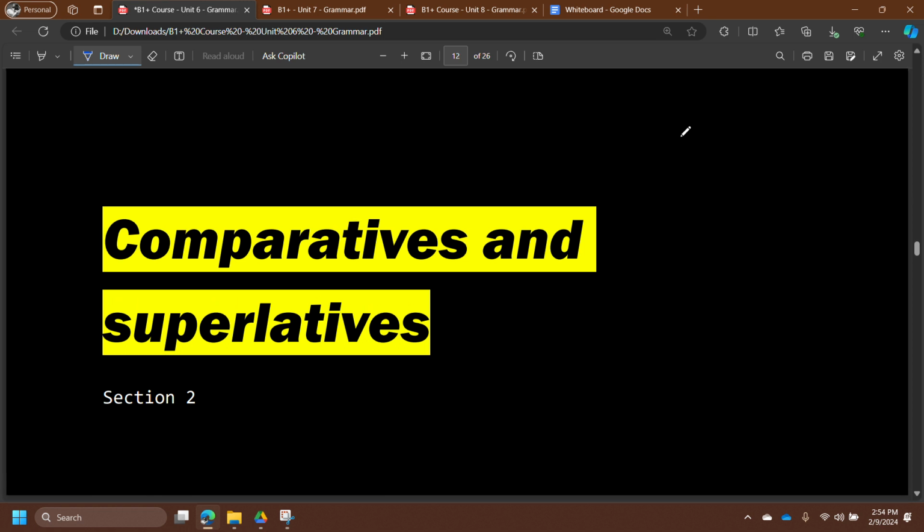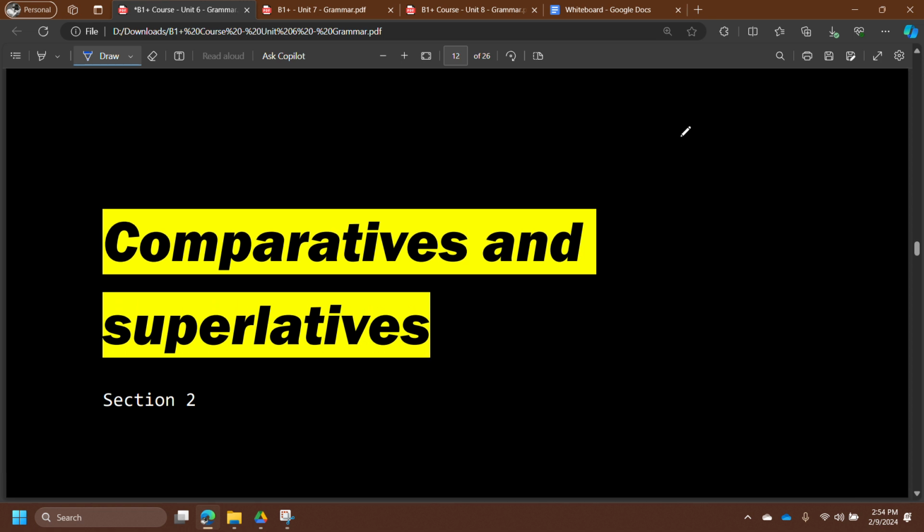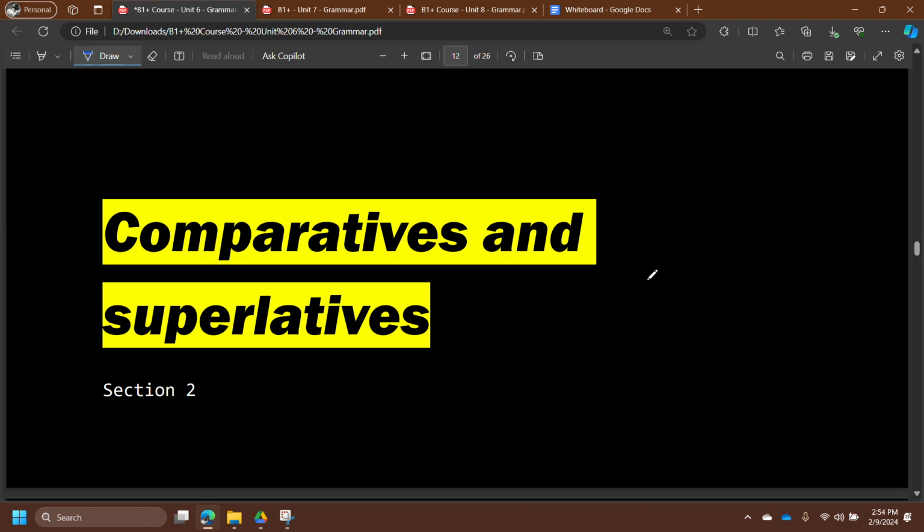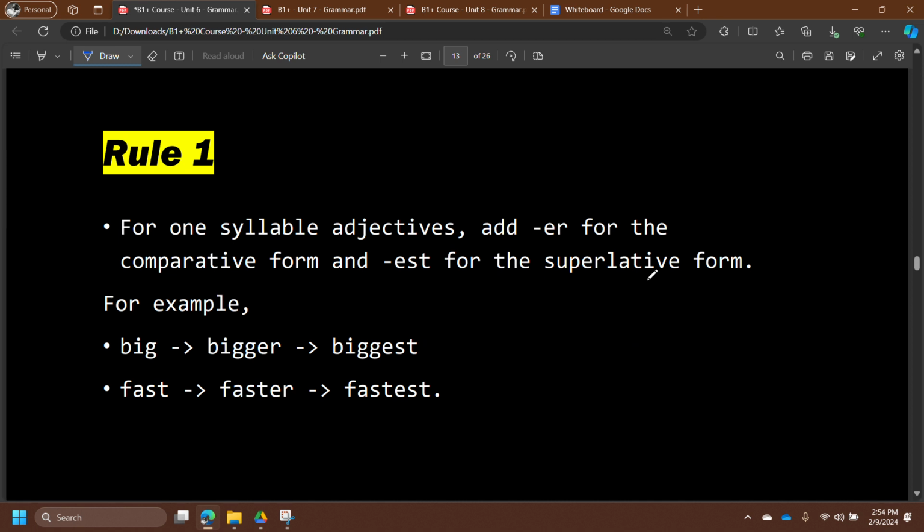Okay, so section 2 of the grammar, comparatives and superlatives. Okay, so what are they? Let's see, and let's talk about them. Okay, rule number 1. For one syllable adjectives, we have to add er for the comparative form, and we have to add est for the superlative form. Okay, example, we can say big is the normal adjective. And if you want to go to comparative form, meaning compare one thing to another thing, or one person to another person, and so on, we will just add the er.